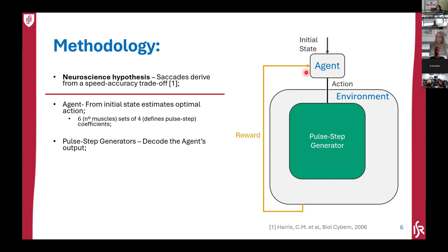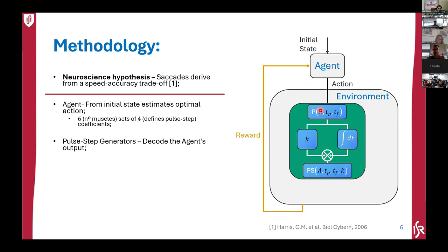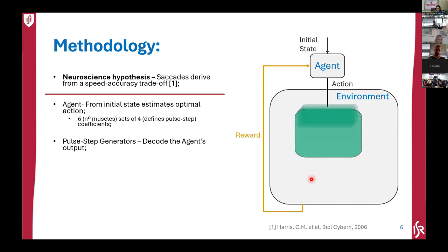This element functions similarly to Robinson's model that I previously described, and therefore a pulse is first created, which is then integrated and summed to a scaled version of itself to create this pulse step. Note that each individual pulse requires 4 parameters to be fully determined, and since we have 6 independent muscles, we have to have 6 of these elements. Also note that 6 times 4 equals 24, which explains the figure that I previously mentioned.